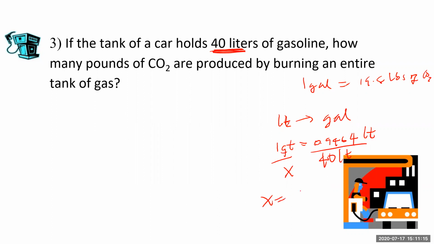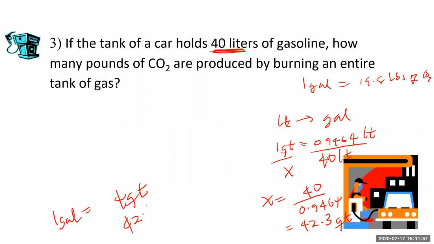So your X is going to be 40 over 0.9464. And that would change liters into what? Into quarts. So your answer right here will be in quarts. Is that okay? So this should give you 42.3 quarts. Now you realize that on the first table on pages 2 through 5, a gallon is 4 quarts. Now you have 42.3 quarts. You want to know how many gallons there are.